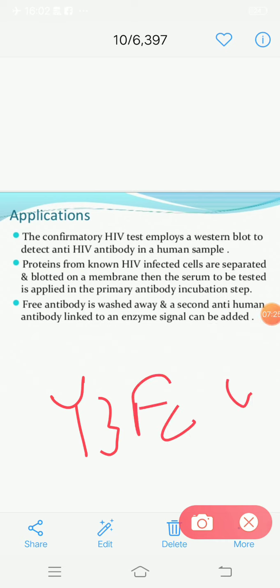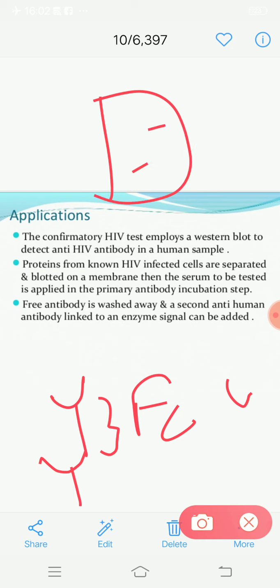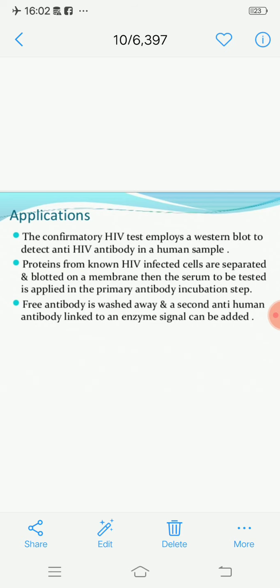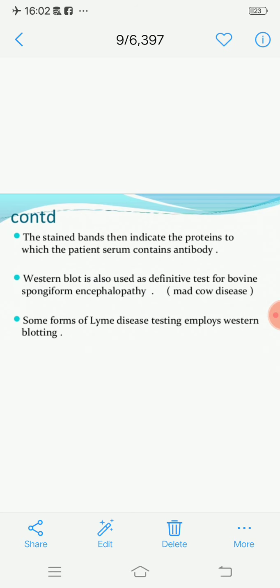So your secondary antibody can only recognize that, and if the primary antibody is not bound here, no secondary antibody can bind, and no color change or enzyme signal is given. So you can say that person is HIV negative. Yes, got my point? So this is a confirmatory test for HIV patients.